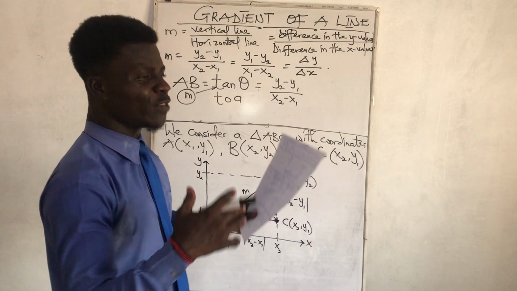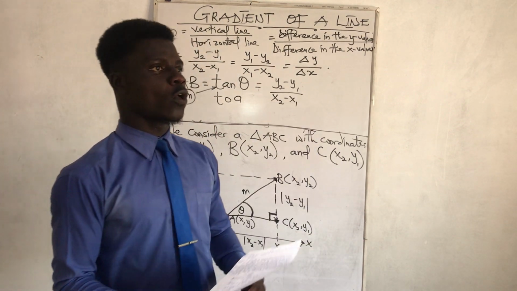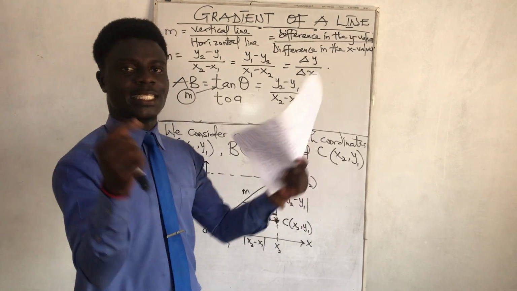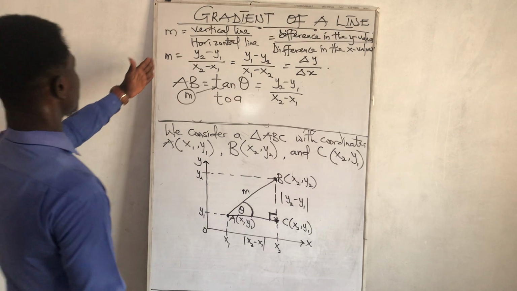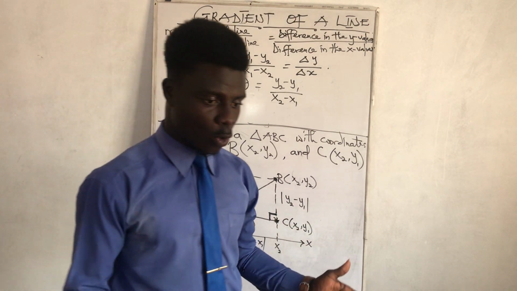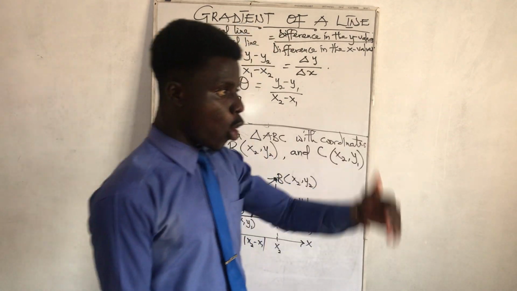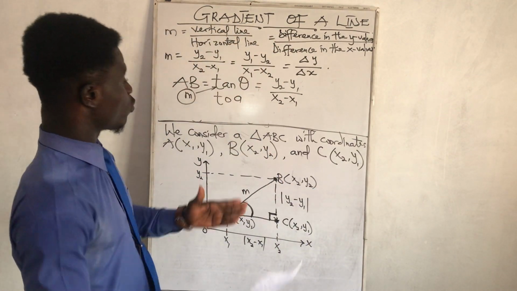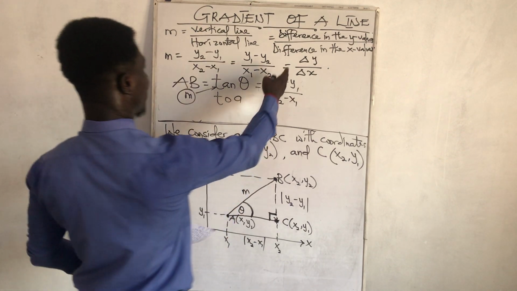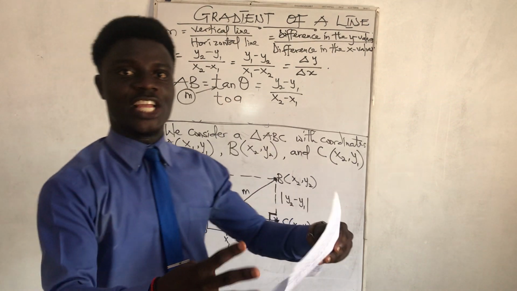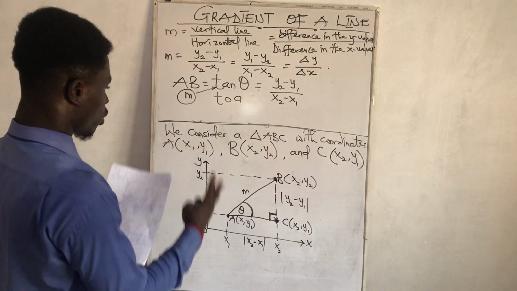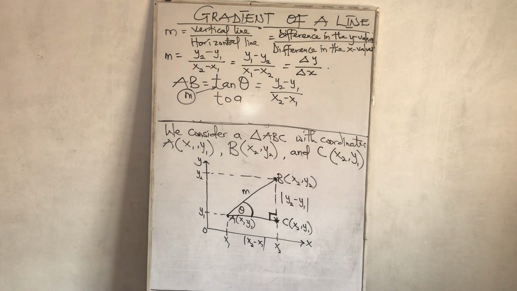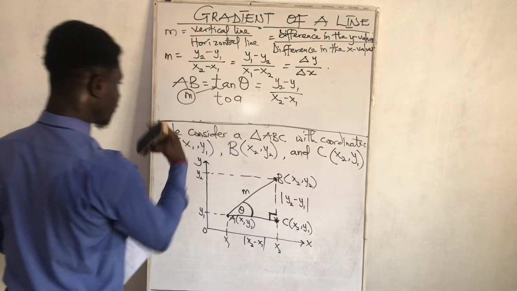So if they ask you to find the gradient of 2 points connected by a line segment, then the formula you use is m equals y2 minus y1 all over x2 minus x1, or y1 minus y2 all over x1 minus x2, or the change in the y values all over the change in the x values. So watch it very carefully. Alright, so let's proceed. Let's look at these diagrams very carefully.